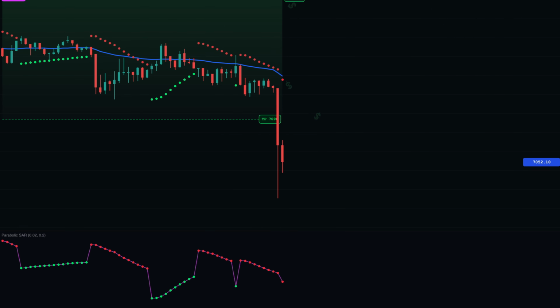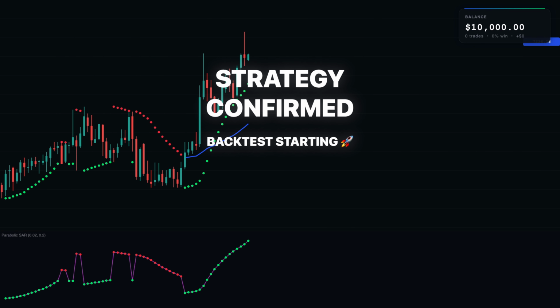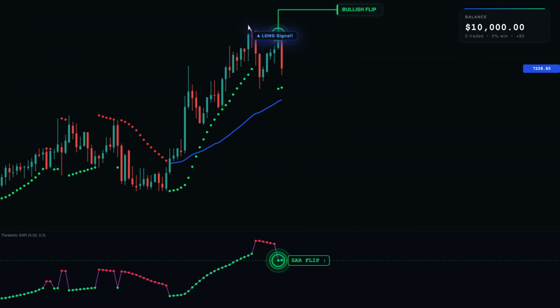And there it is. Now let's run the full backtest. $10,000, 5 years of data. Here we go. Backtest started. Let's see if catching acceleration pays off.